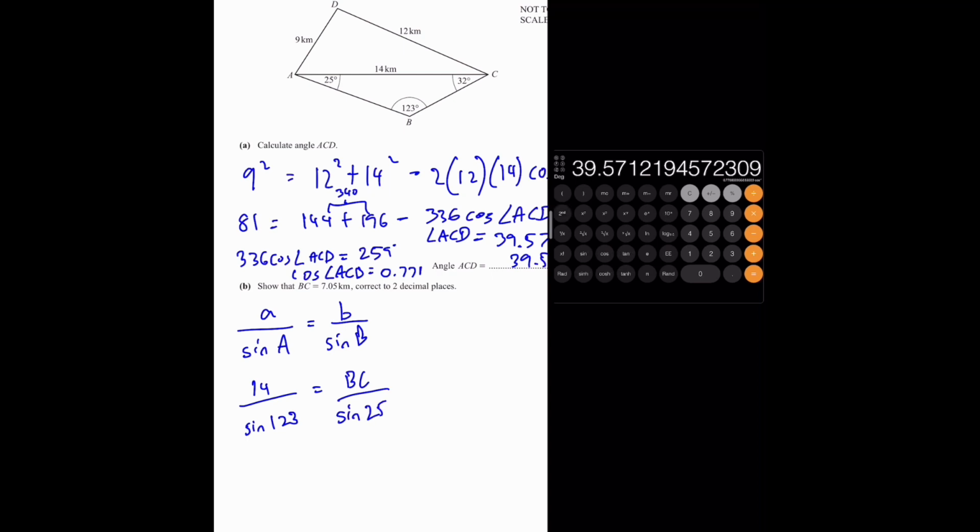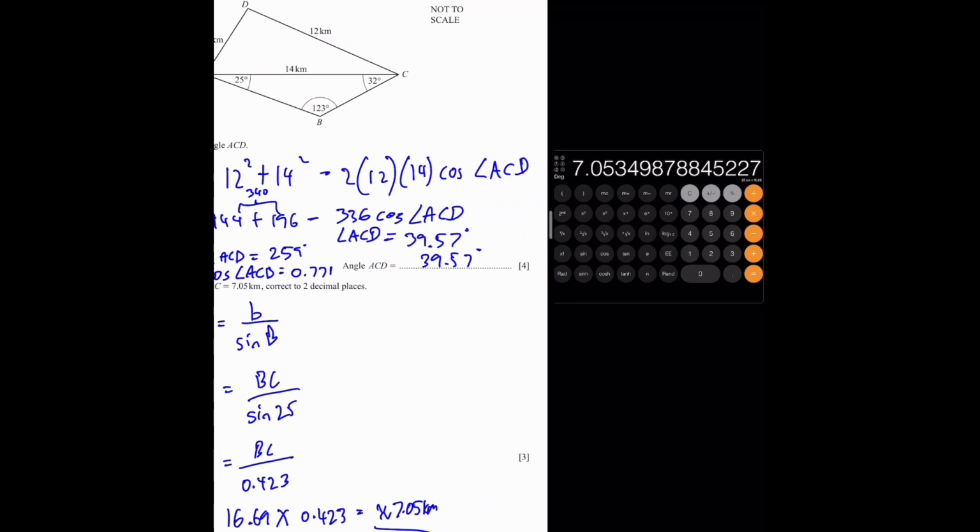Let's do this. 14 divided by sine 123 is equal to approximately 16.69, which equals BC by sine 25, which is 0.423. That means BC equals 16.69 into 0.423. Let's do this. It's equal to approximately 7.05 kilometers. That's the answer.